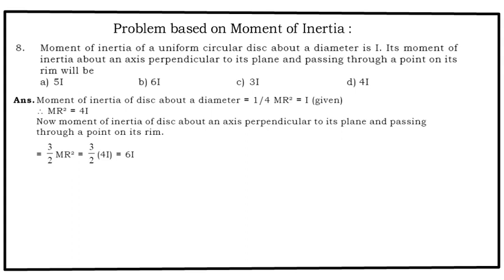Moment of inertia of a disc about its diameter is equal to 1/4 mr², which is equal to I. So mr² is equal to 4I. Now the moment of inertia of a disc about an axis perpendicular to its plane passing through a point on its rim would be 3/2 mr². Now mr² is known to us, that is 4I. I substitute that value. So the answer is 6I. So option B is the correct answer.